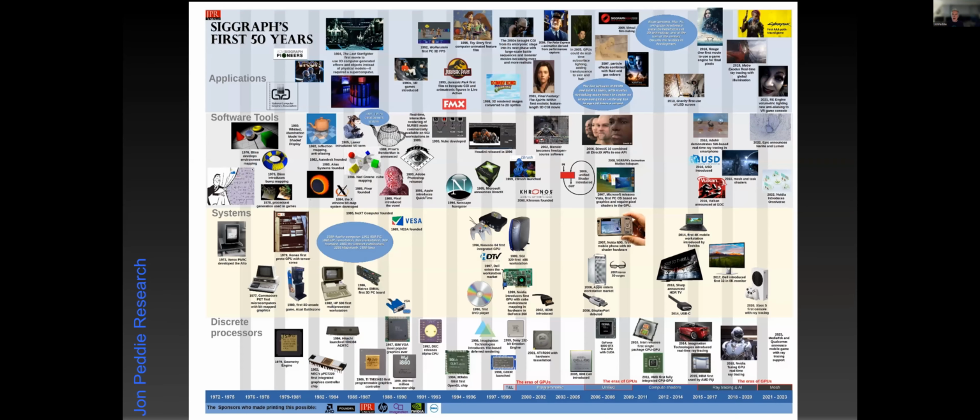So this is the wrap. I mentioned to you about SIGGRAPH having its 50th anniversary, which it did this year, celebrated in Los Angeles. And I've been deeply involved with SIGGRAPH for several decades. And so they asked me to do this. I made this poster depicting the 50-year history of SIGGRAPH. You can see a lot of things on here that we've already looked at in the presentation.